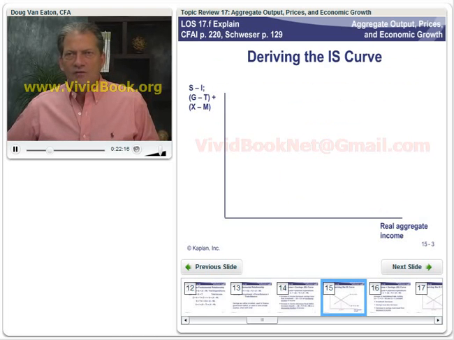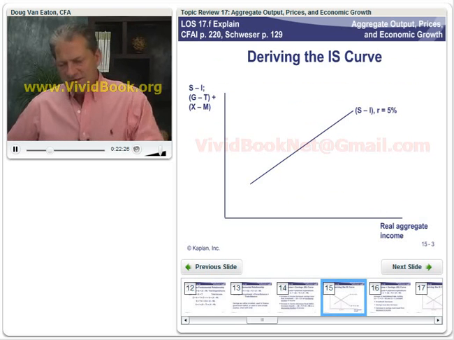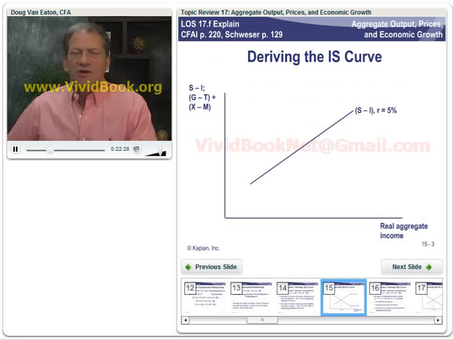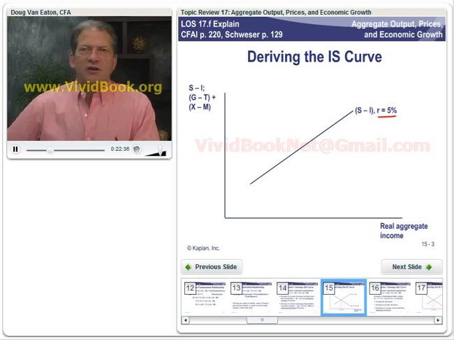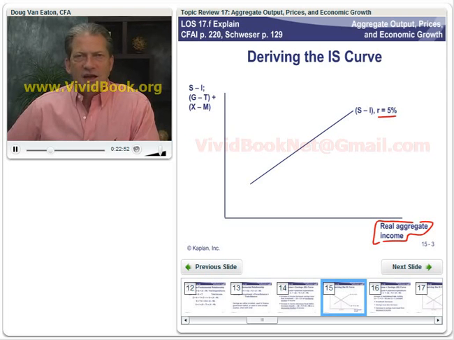Well, to derive this IS curve, and again, this is not strictly required by the learning outcome statement, but it's in the curriculum materials, and it gives you an idea where these come from. So we did that. We got this relationship here for one particular interest rate, a real interest rate of 5%. And so we've plotted this S minus I, savings minus investment, versus real aggregate income in the society, in the economy.